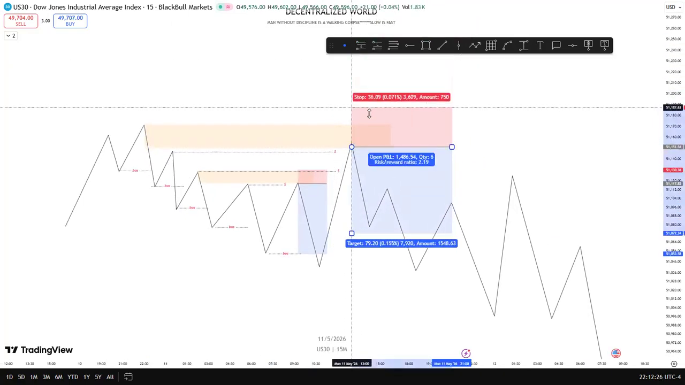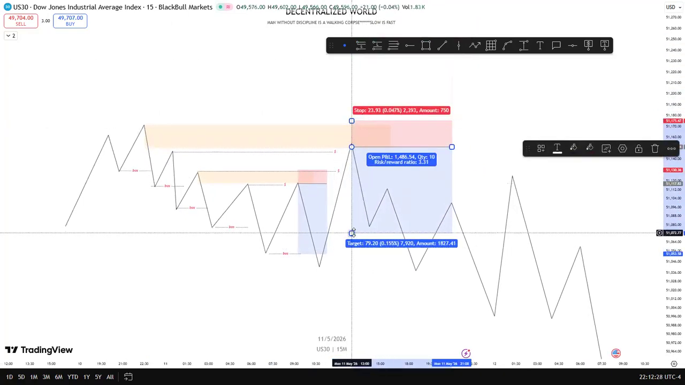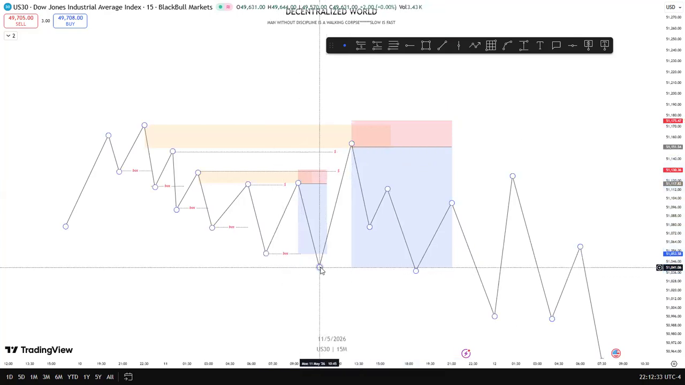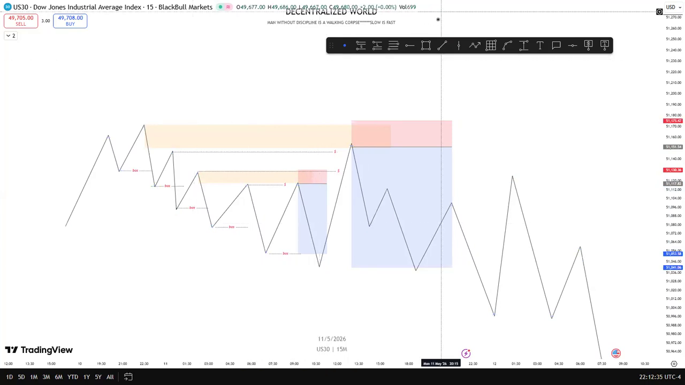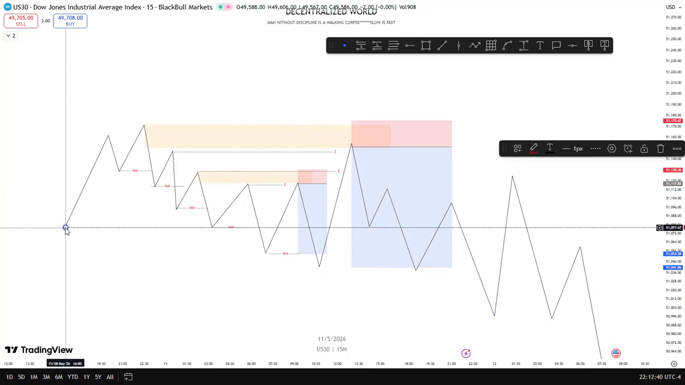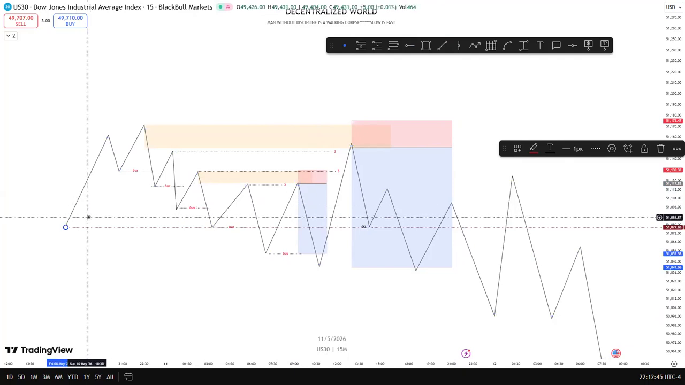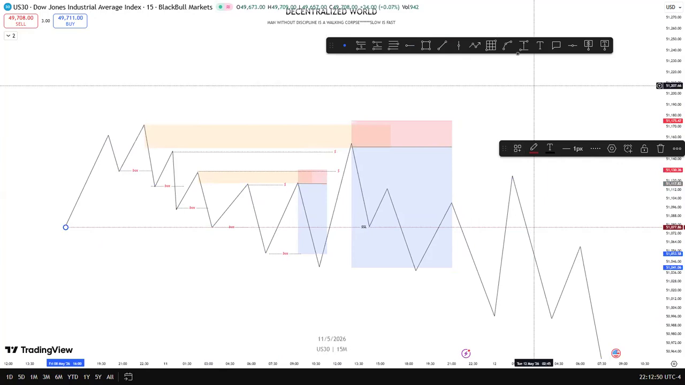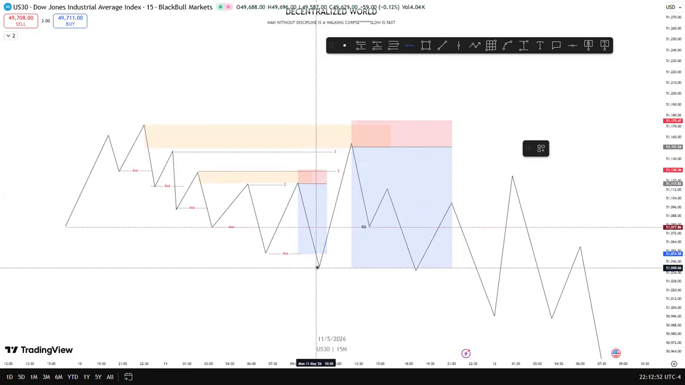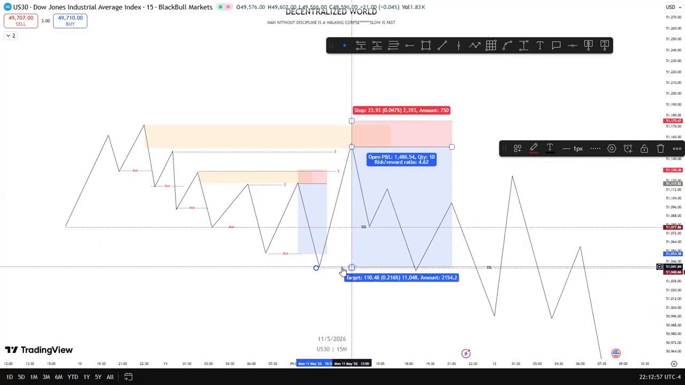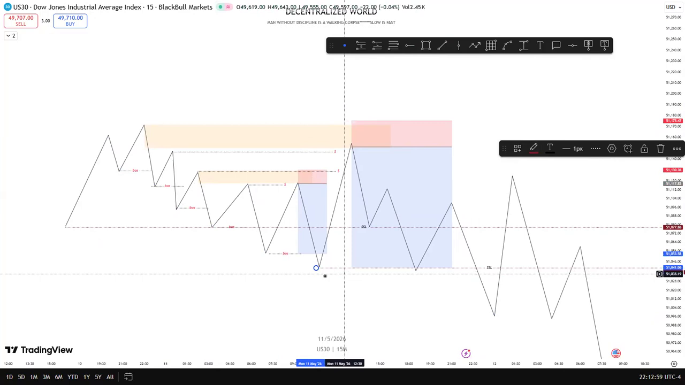And then price takes it out, and then takes out the external range liquidity, right? Why is it external range liquidity? Because this was the initial external range liquidity, this buy side here. This sell side here was the external range liquidity, but since it has been taken out, this is the new external range liquidity.